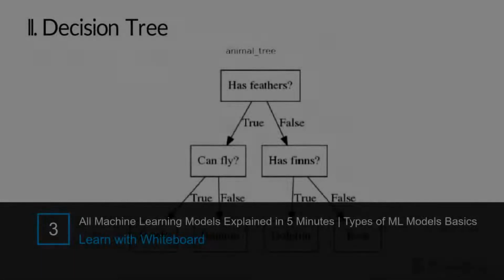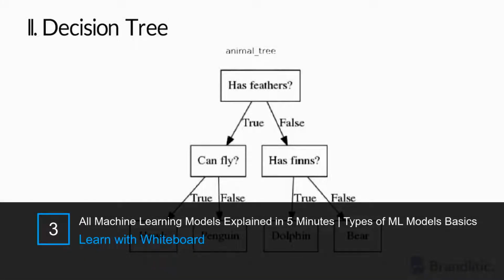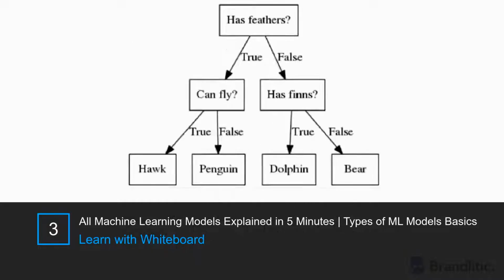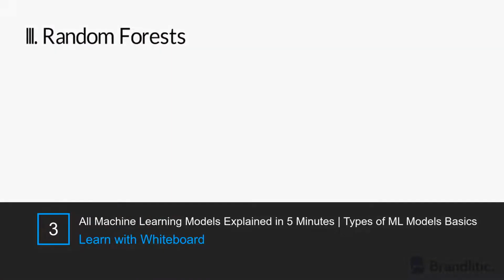Something like this, where each square above is called a node, and the more nodes you have, the more accurate your decision tree will be in general. Next, and the third type, random forest.